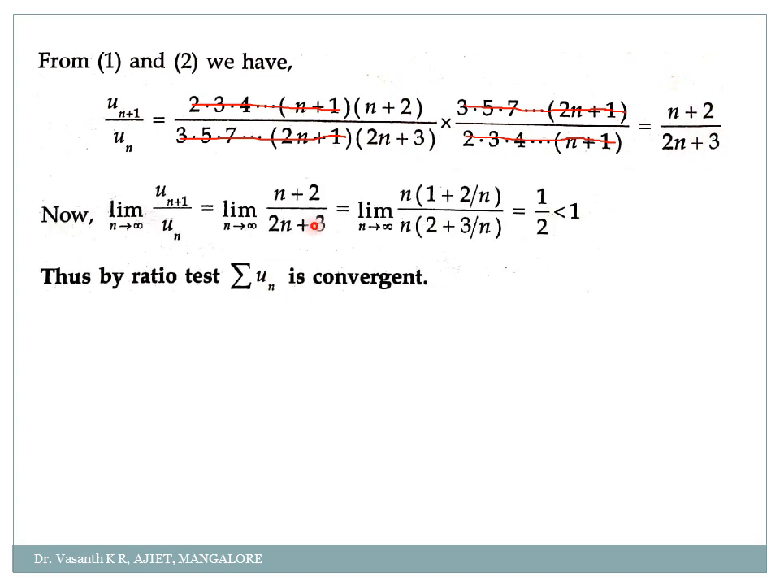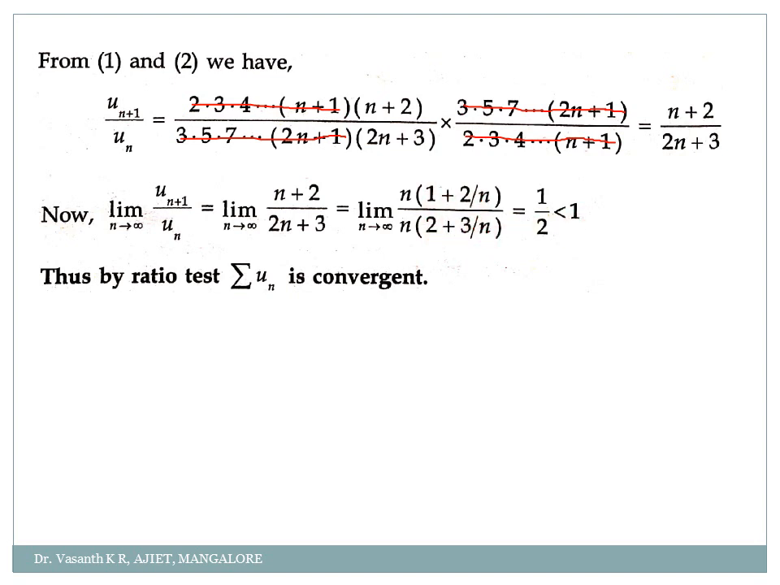See, this will get cancelled. So what is remaining? Only n plus 2 divided by 2n plus 3. Proper? Now for this you apply the limits. So limit I have applied. What did I tell you? Always this n should be in the denominator. So you write it as how? Take n outside here. So I'll get 1 plus 2 by n.